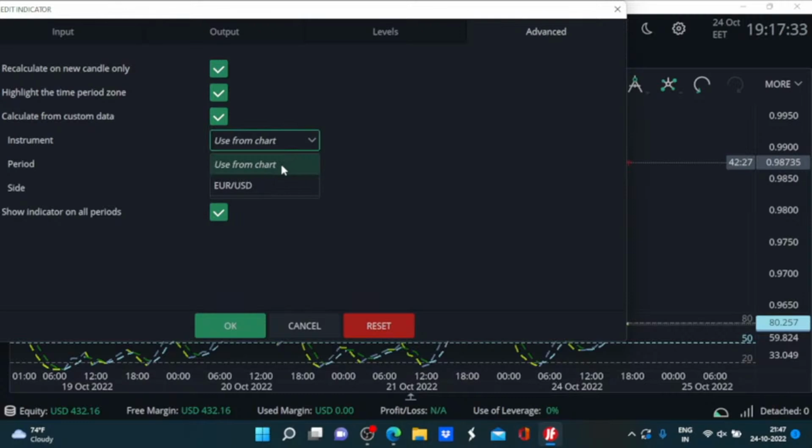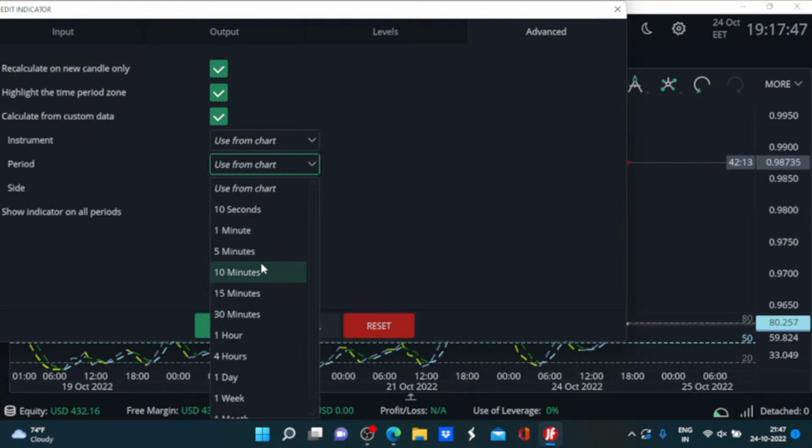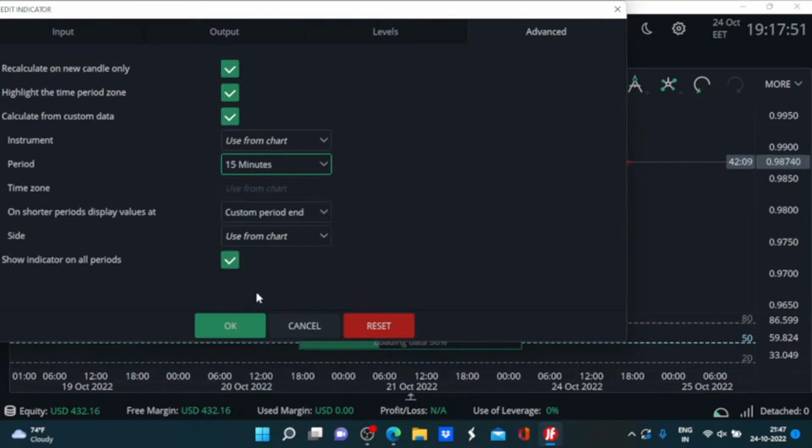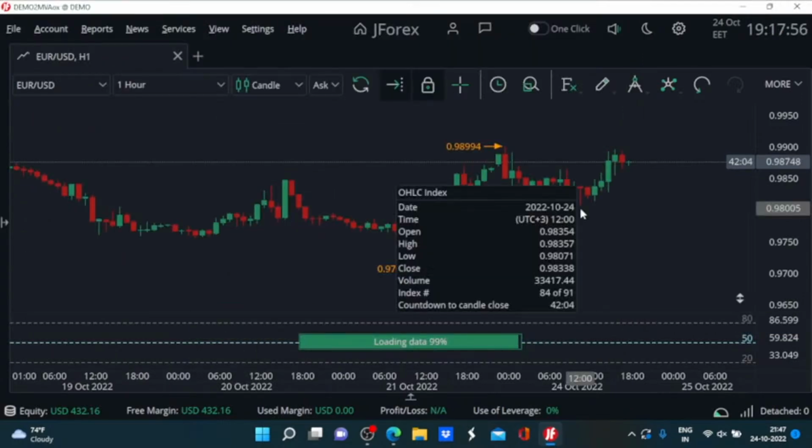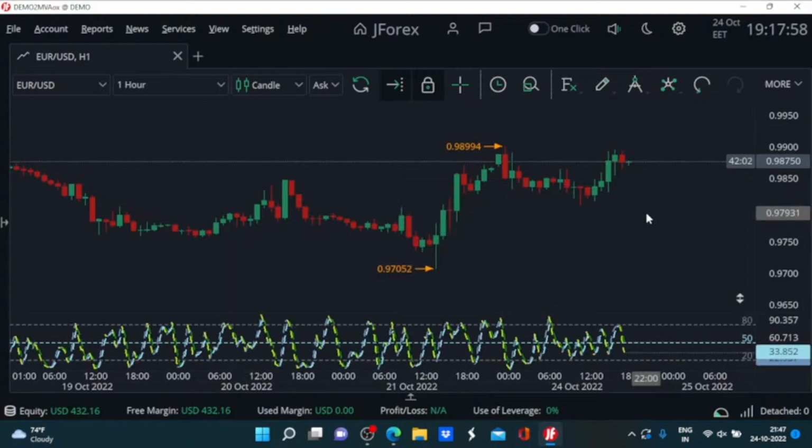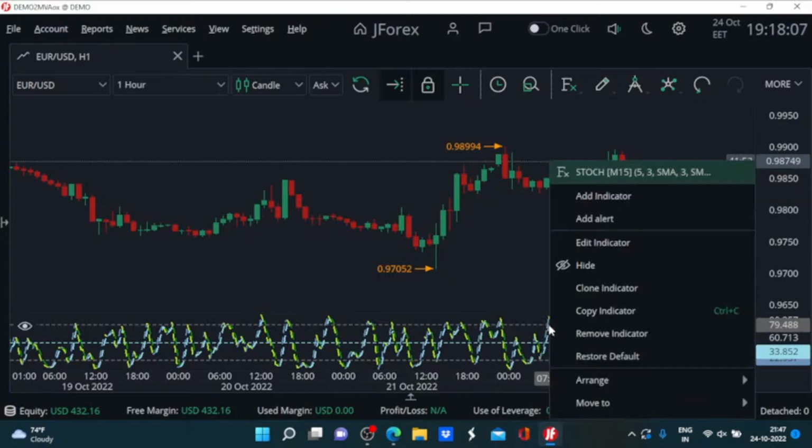If you want the customization to be done for the calculation parameters, you can go for the instrument customization. You can simply use it from the chart. In that case, whatever instrument is being reflected on the chart, the calculation will be done for that instrument for this indicator. The candle period can also be used from the chart, or if you feel like it, you can fix the calculation for any particular duration of time. So we get this 15 minutes stochastic combination even though the chart parameters are for the hourly time frame. So this sort of differentiation in settings can be done with these customization options given to us.